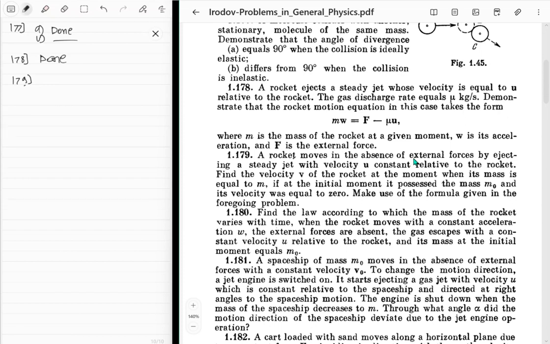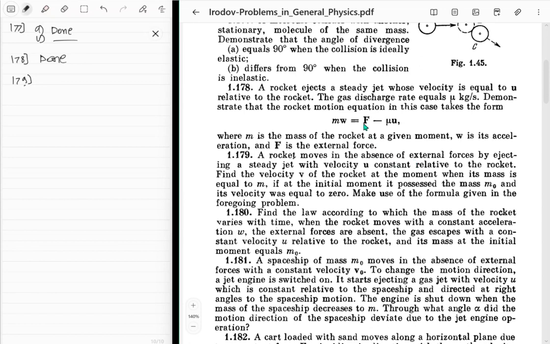Forces by ejecting a steady jet with velocity u, okay, constant relative to the rocket. Find the velocity v of the rocket at the moment when its mass is equal to m, if at the initial moment it possesses the mass m naught and its velocity was equal to 0. Make use of the formula given in the foregoing problem. Of course, we're going to do that.